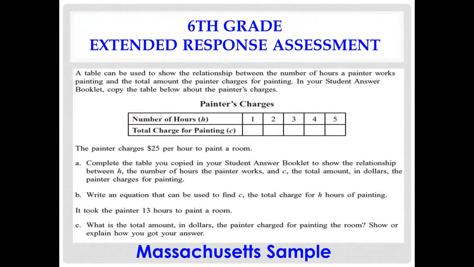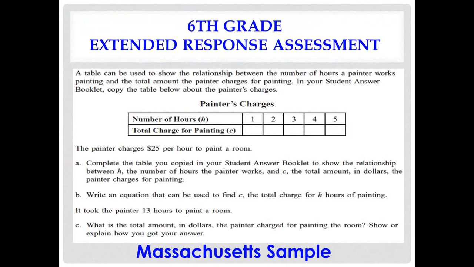Part B says write an equation that can be used to find C, the total charge for 8 hours of painting. And then it says it took the painter 13 hours to paint a room. Part C wants you to find out what is the total amount in dollars the painter charged for painting the room. Show or explain how you got your answer.